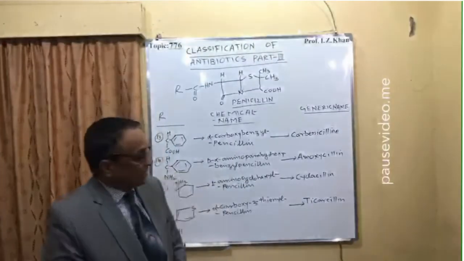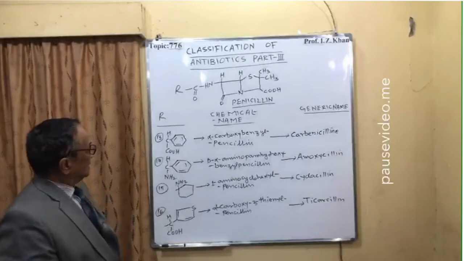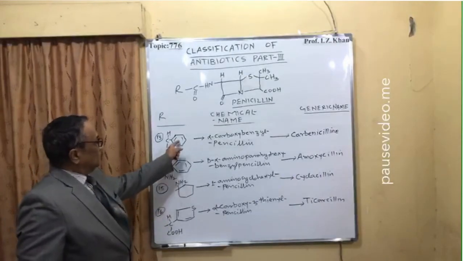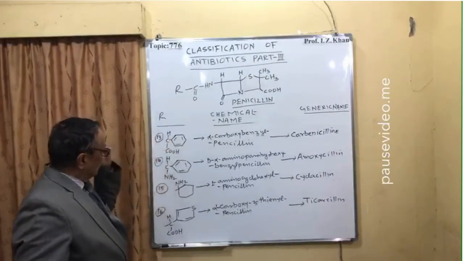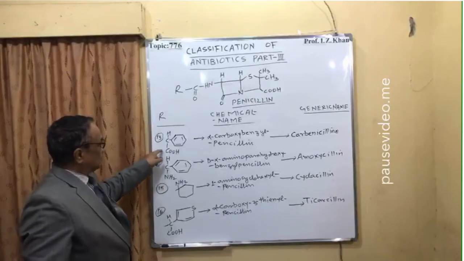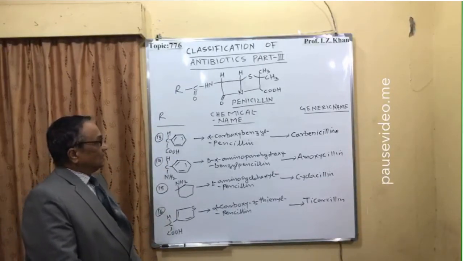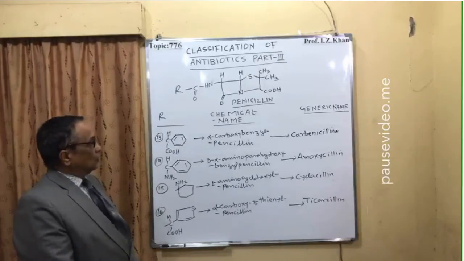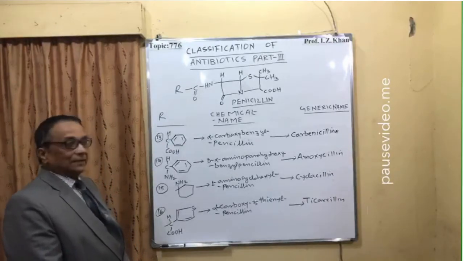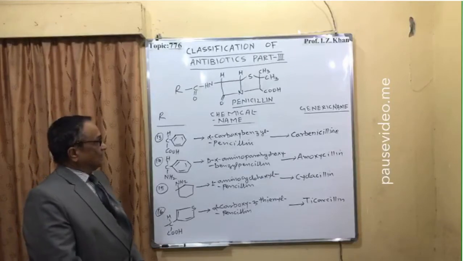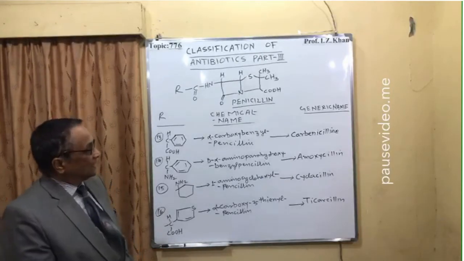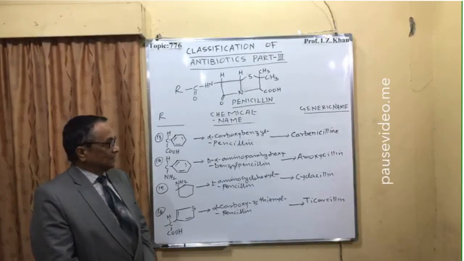So now next is 13, and 13 is where the aromatic ring is linked with a carboxylic group, and it is known as alpha-carboxy phenyl penicillin. This is the chemical name, and its generic name is carbenicillin.